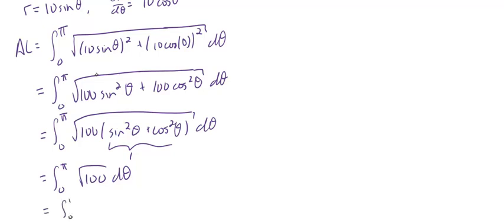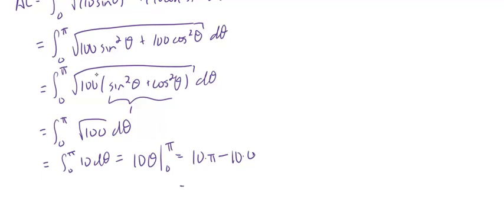Integral from 0 to pi of 10 d theta, which is 10 theta evaluated from 0 to pi, which is going to be 10 times pi minus 10 times 0, which gives me 10 times pi. And now, that's the answer.